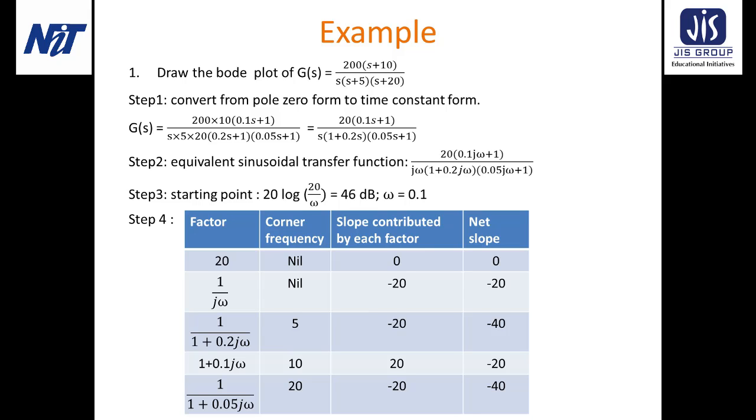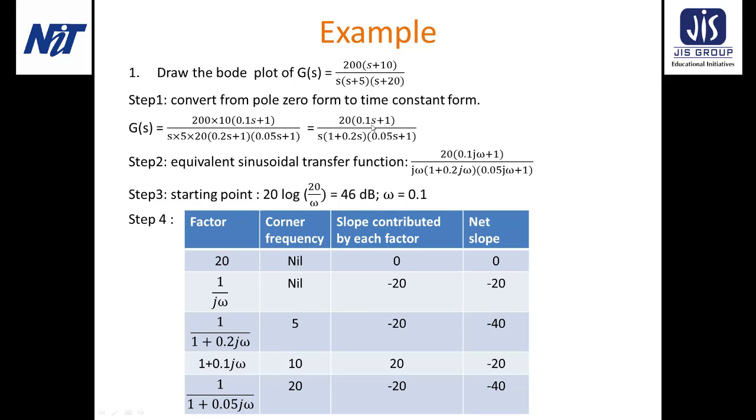And next, we need to find out this table, and this is the most important. That is, first we need to find out the corner frequencies. And corner frequencies are nothing but the frequencies where two different slopes are made together. And it can be found out by using the omega equal to 1 by tau formula. And tau is the time constant. So for each term, we will find out the corner frequency, and for each factor, we will find out the slope for that factor and the net slope.